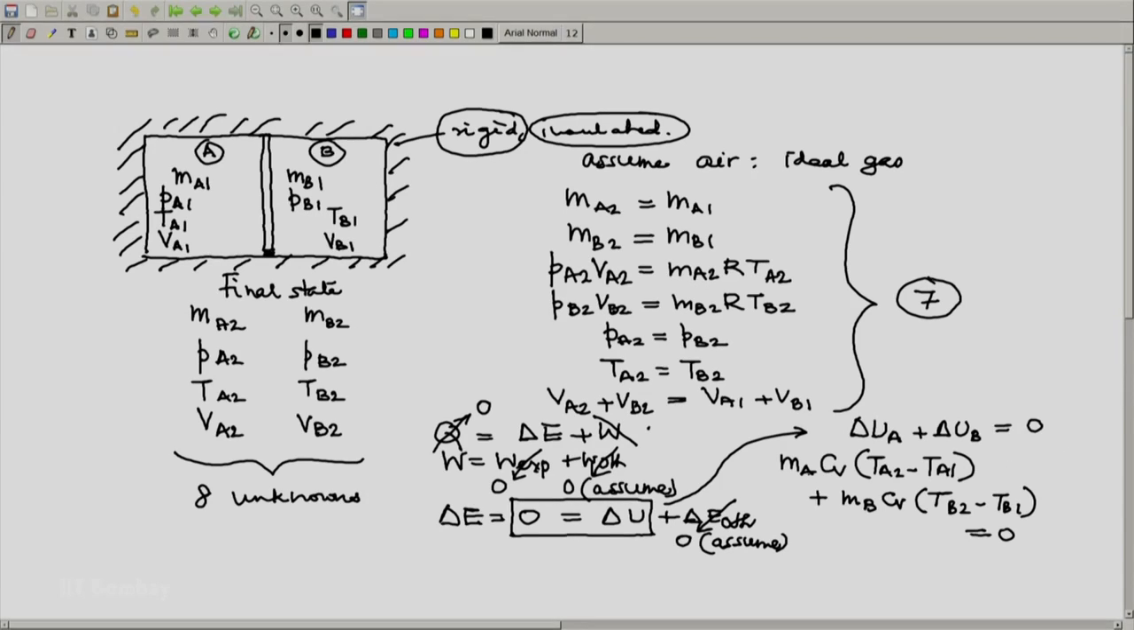Now I have just used MA and MB here, actually you could use MA1 or MB1, but since MA1 and MB1 are the same thing as MA2 and MB2, you could use either 1 or 2 there, it does not matter. This is the 8th equation. So this is equation number 8 that gives us 8 equations and 8 unknowns.